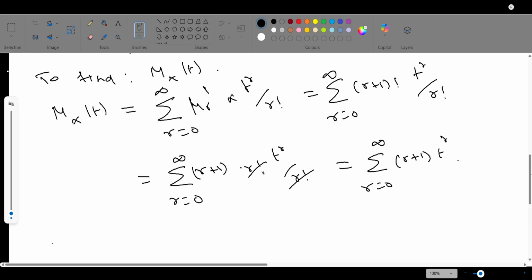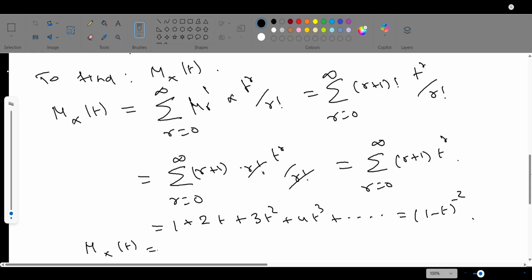Now we can expand this, that is equal to 1 plus, when r equal to 0, 1 into t power 0, simply 1 comes, plus when r equal to 1, 2t, plus when r equal to 2, 3t squared, plus 4t cube, plus up to etc. That is equal to 1 minus t to the power minus 2. This is again the expansion like this. So we can get M x of t equal to 1 minus t to the power minus 2.